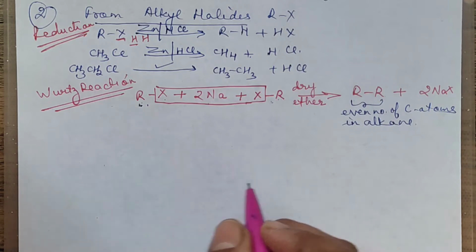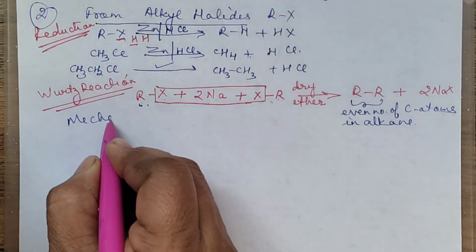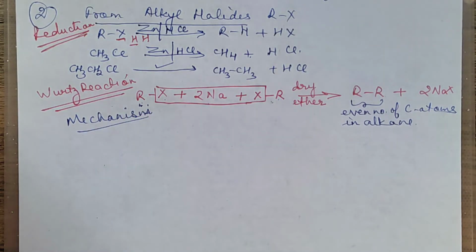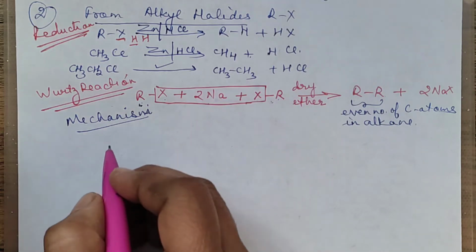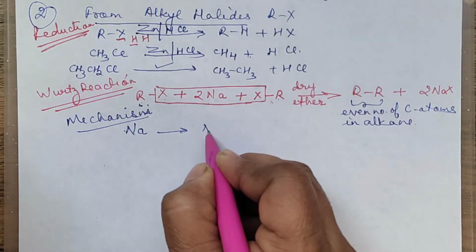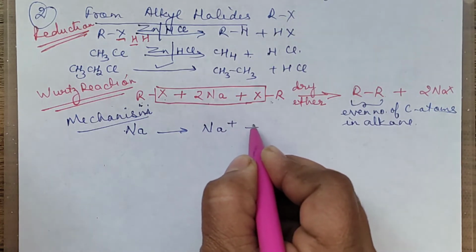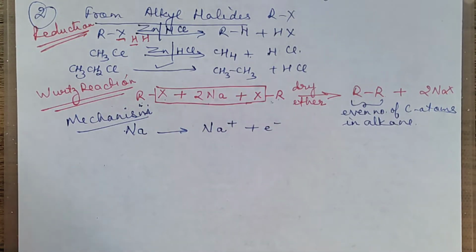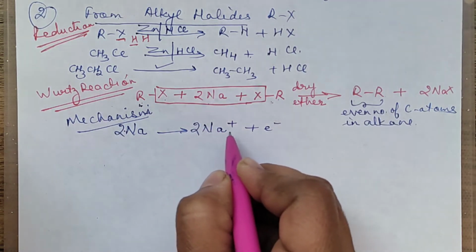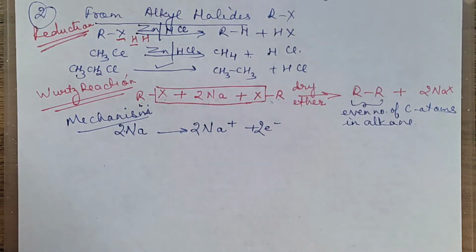Right. Now let us understand the mechanism of this reaction. That is important to understand, why odd cannot be formed. Otherwise also, some questions can be asked in different forms where you need to understand the mechanism properly. So first, the sodium which we have taken undergoes ionization, and it will result in the formation of Na plus and an electron. Because we wrote 2 sodiums, it will give 2 sodium ions and 2 electrons.